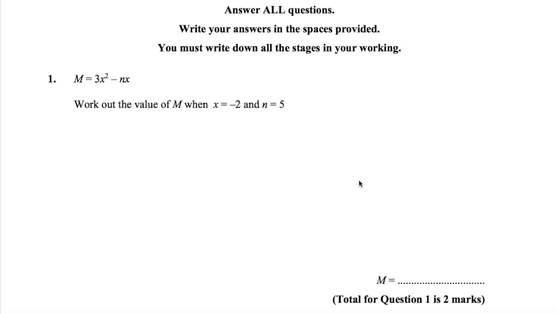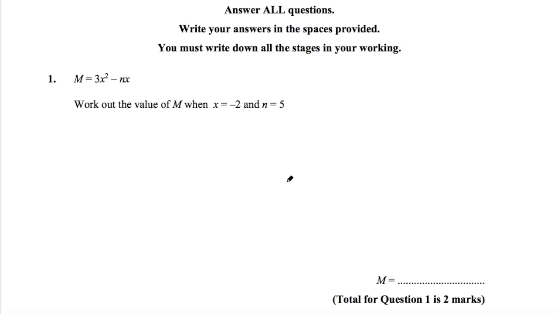Question 1 says m equals 3x squared minus nx. Work out the value of m when x equals minus 2 and n equals 5. So this is a pretty simple substitution question where you have to substitute some values in for some letters in the equation. So we're told x equals minus 2 and n equals 5.